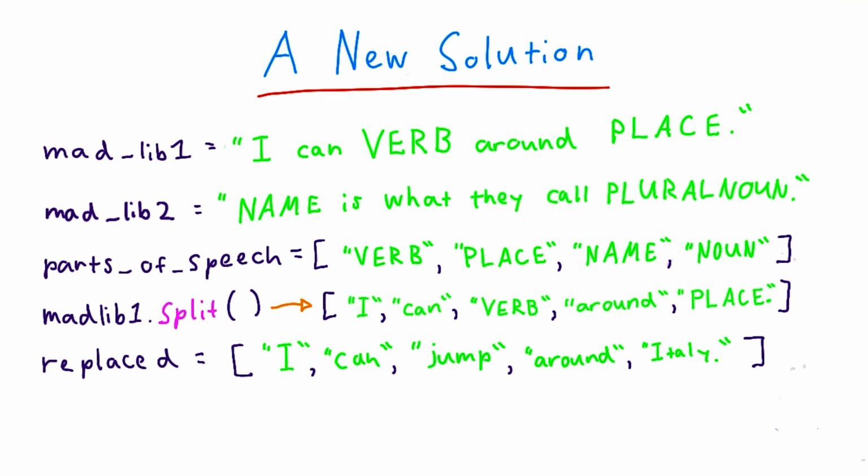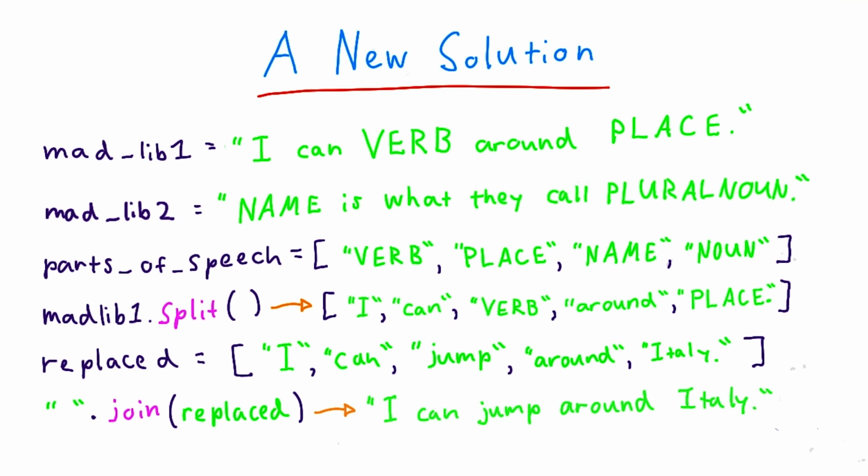The only thing we need to do now is change this list back into a string. We already know how to convert strings to lists by using the split function. Now I'll show you just one more function that's the reverse of that, join. As you can see, what we'll be joining on and the string to join are in opposite positions of the split function, but no need to worry. If we join on replaced like this, our output will be a string that's equal to "I can jump around Italy." Now, the real beauty of this approach is that we can add any words that we want to replace to our parts of speech list, and our generator will work just the same.